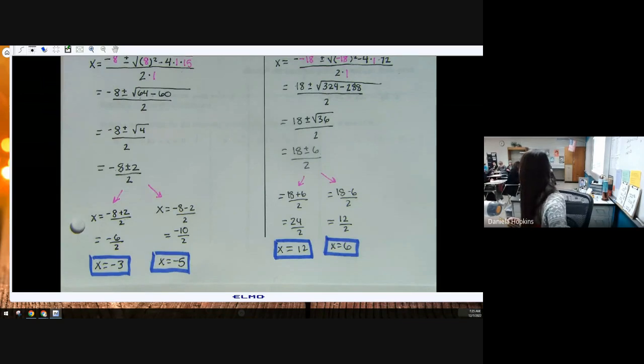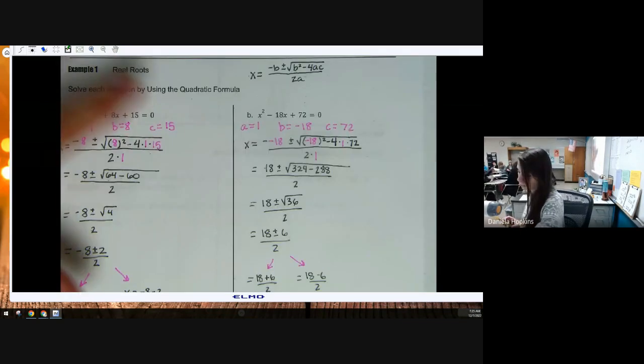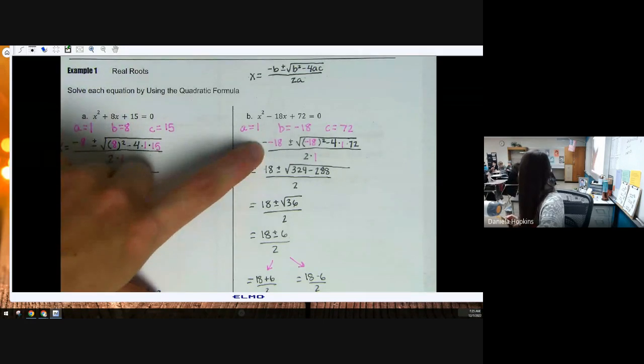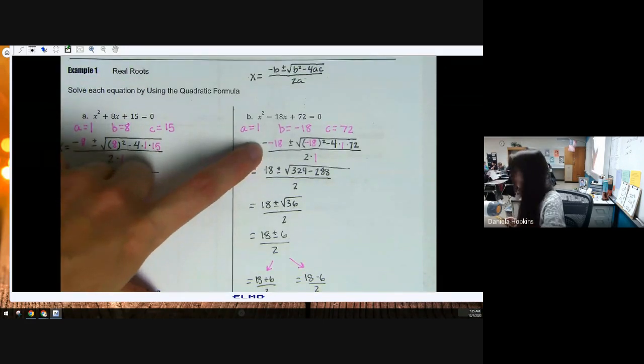For the 18, will we still get it right if we add the negative? If you just put a positive 18 right away, yes, absolutely.